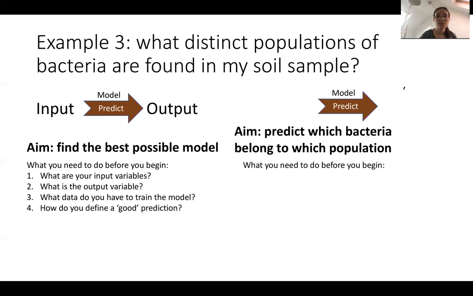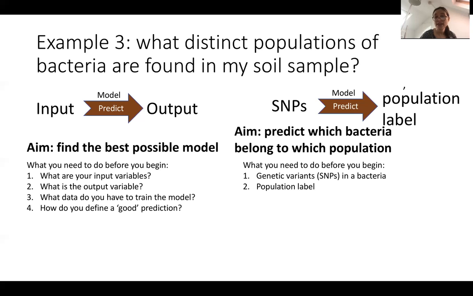Let's look at a third example of how to use machine learning in experimental biology. In this ecological example, we might want to identify distinct populations of bacteria found in a soil sample. And the aim is to predict which bacteria belong to which population. The inputs might be the genetic variants in the bacteria, and the output of the model would be a population label. However, we might not know ahead of time what these population labels are.